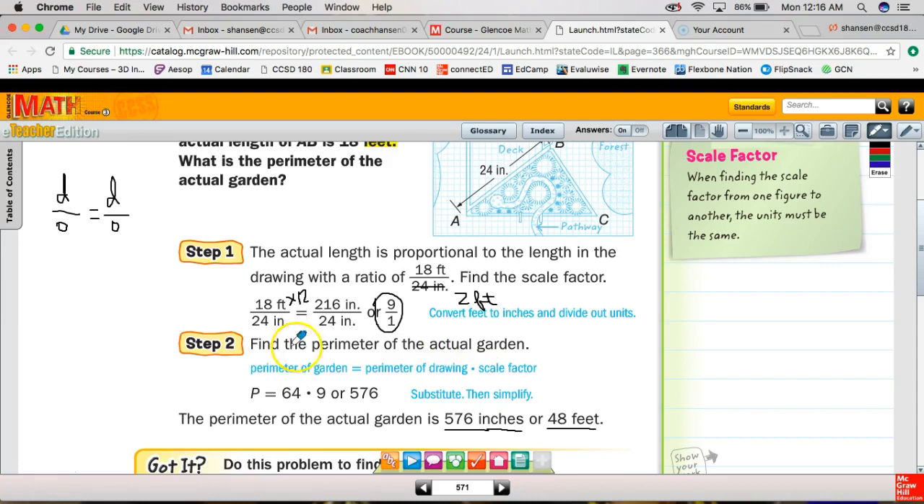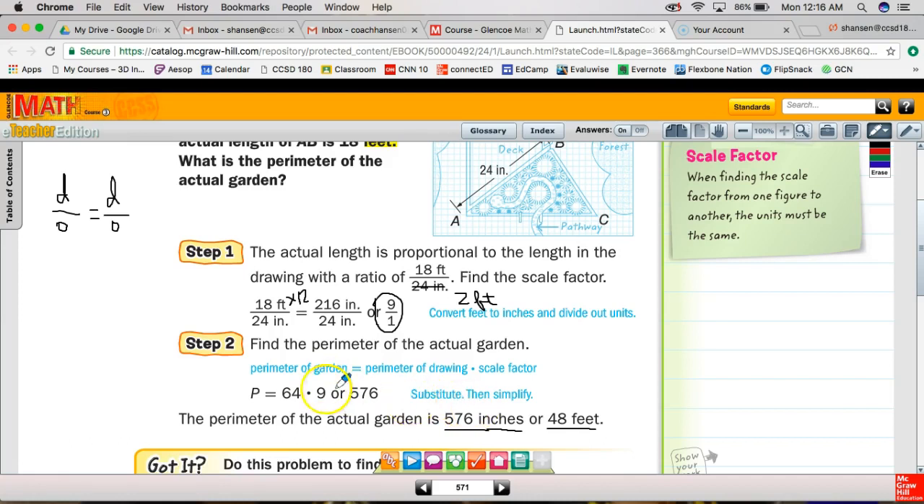So at any rate, find the perimeter of the actual garden. If the scale factor is 9, remember, I can just multiply 9 times the perimeter. Or, if it makes you feel better, here's what I could do. I could have 24 inches as the side length here. That's giving me the scale factor, which I'm multiplying by the perimeter of the original, I'm sorry, because the blueprint is the original, to find the perimeter of the dilation.